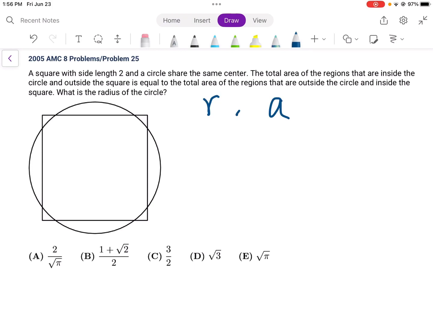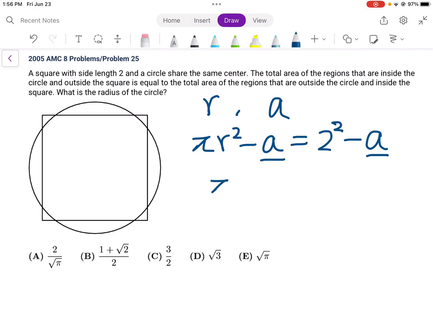From the problem, we know that pi r squared subtract A equals the area of the square, which is 2 squared, subtract A. We can cancel A on both sides. That left us with pi r squared equals 4. So r equals 2 divided by square root of pi. The answer is A.